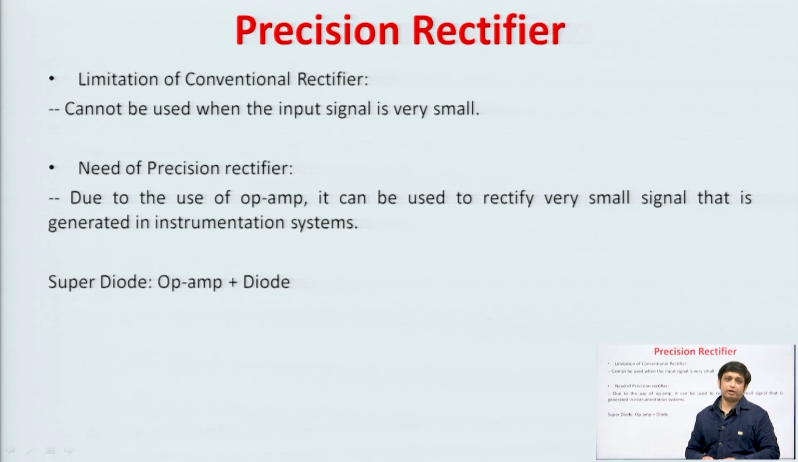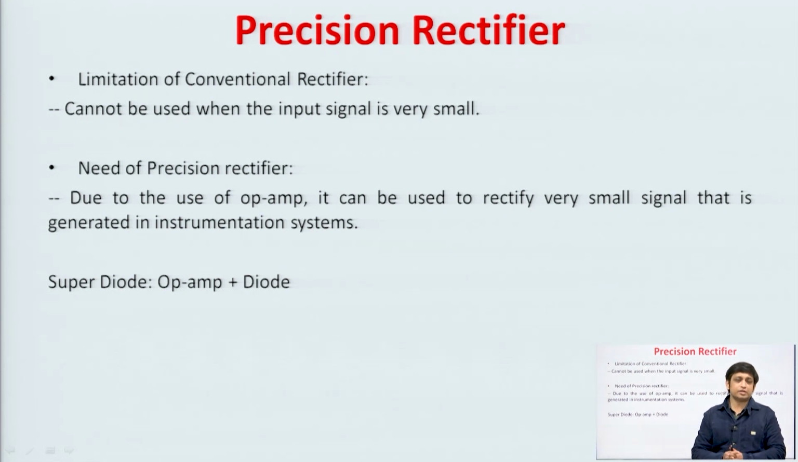The normal rectifier which we had already studied earlier is used in power supply, but the issue with that normal rectifier is that whenever the input signal magnitude is very small, there will be a problem. What can be the issue? We know that in a normal rectifier we are using silicon diodes, and the voltage drop across the silicon diode, the cut-in voltage, is approximately 0.7 volt.